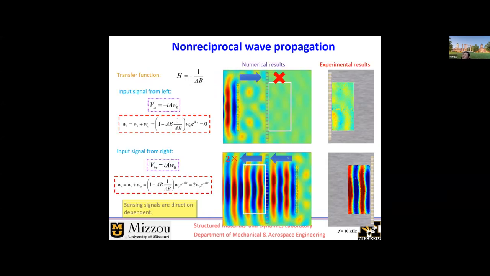And because this is a two-sensor design, it is also sensitive to the wave direction. For example, if you send the wave from the left using the same transfer function, the transmitted wave on the right-hand side will be canceled. However, if you send the wave from the right-hand side, still using the same transfer function, the incident wave direction changes, and you find the transmitted wave along this side is amplified. So you can also realize this kind of non-reciprocal wave propagation behavior.